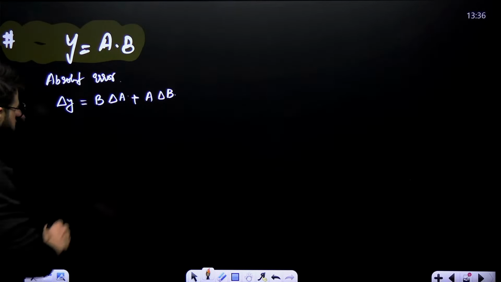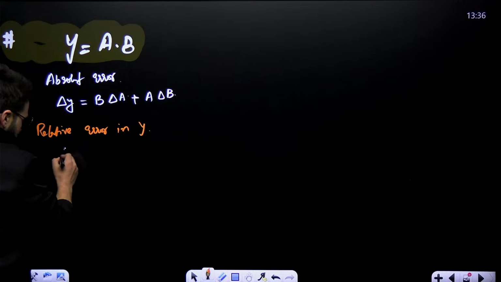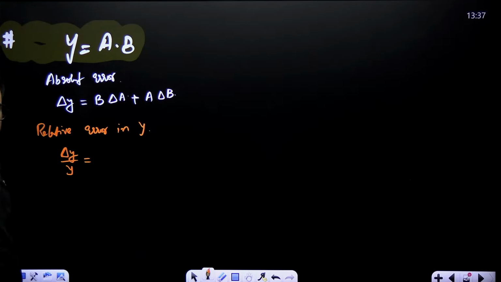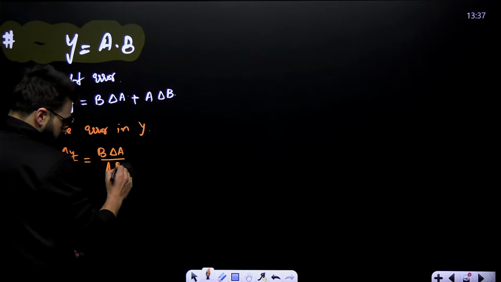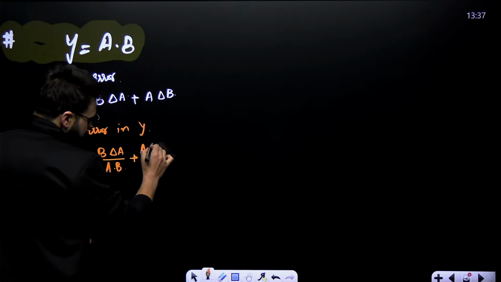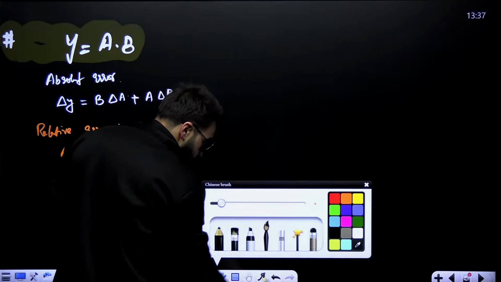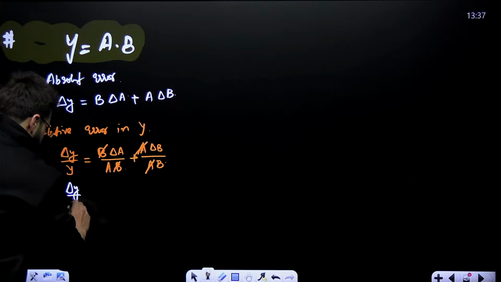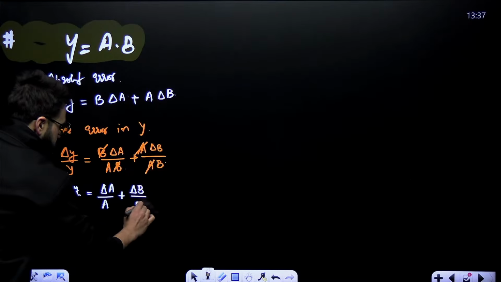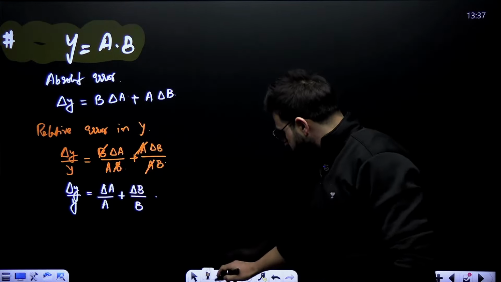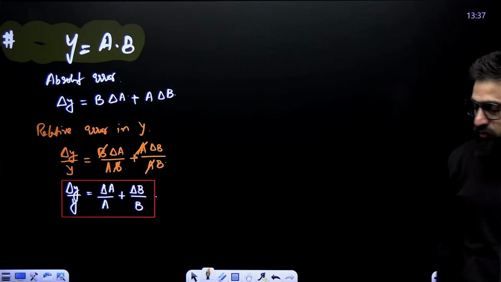Okay. Now guys, let's find the relative error in y. So that will be delta y divided by y is equal to b delta a divided by the original value of y, that is a into b, plus a delta b divided by a into b. Now tell me, this b and this b will cancel, this a and this a will cancel. So in this case, delta y divided by y is equal to delta a divided by a plus delta b divided by b. This is what we call the relative error in case of multiplication.